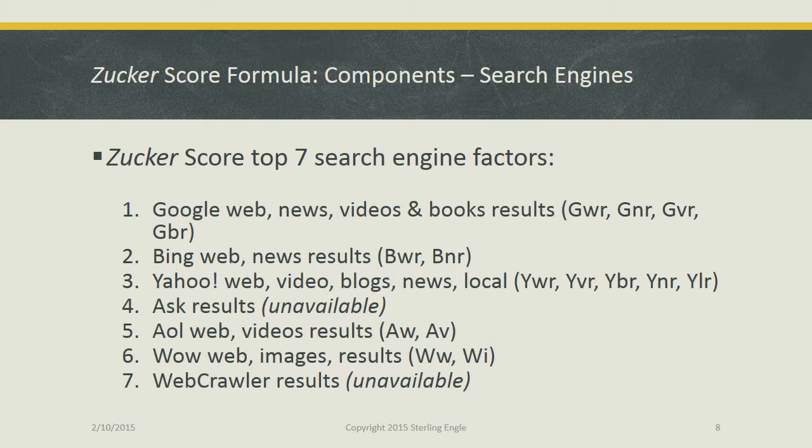These are the corresponding top 7 search engine factor components used in the formula. Since neither Ask nor WebCrawler display the total number of results on their search result pages, we have to omit them from the formula. To do this, we simply omit their number of monthly unique visitors from the total used in the formula.